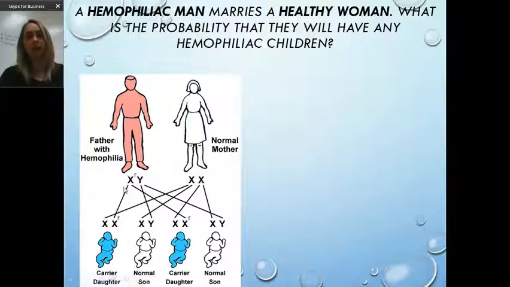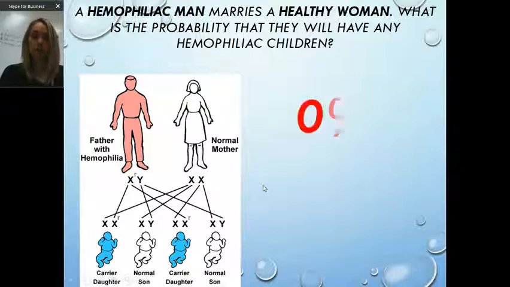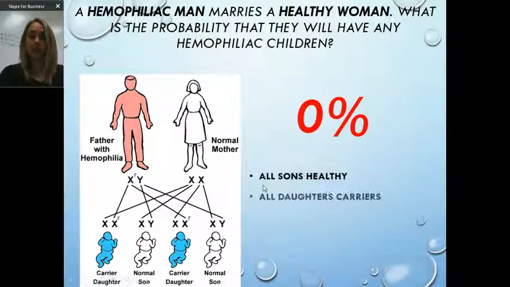If a hemophiliac man, a man with hemophilia, were to marry a healthy woman, what is the probability they will have any hemophiliac children? So you see that hemophiliac gene being represented by a superscript. They put a little r here on the X chromosome of the male, and the female is normal. And so that X with a little r would go to each of the daughters, and then the Y goes to each of the sons. And so they would have 0 hemophiliac children. All of them are healthy, but the daughters are carriers for it, meaning they don't have it, but they could give it to their children.